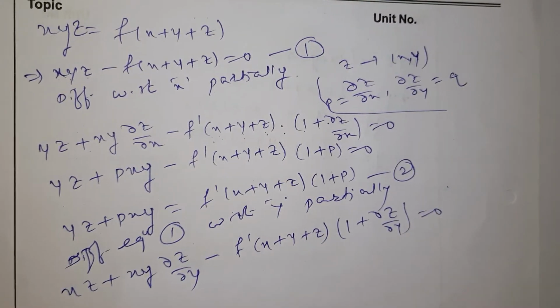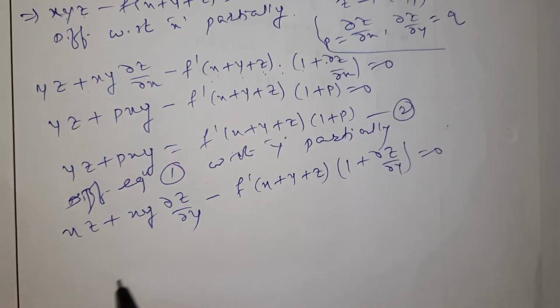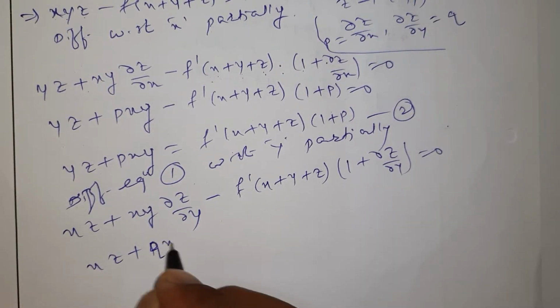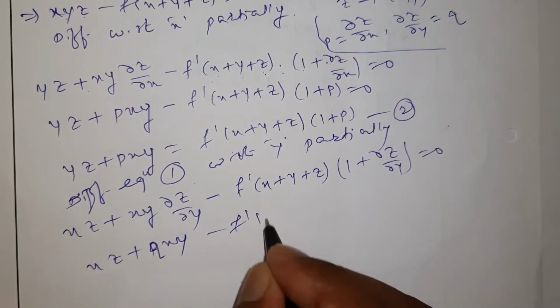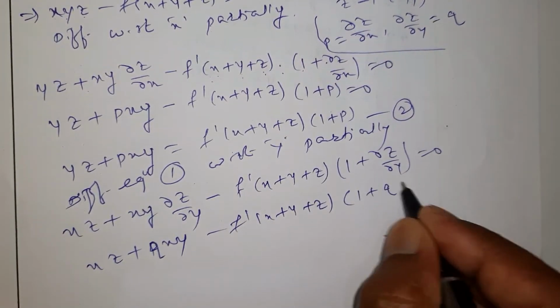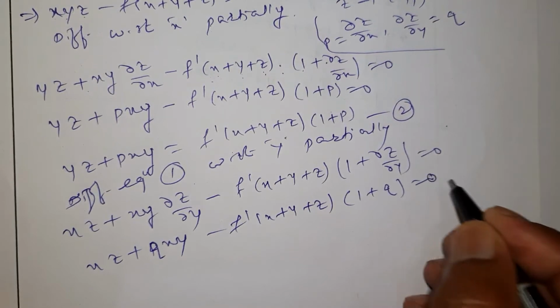Again write it down in terms of p and q. So I get here xz plus qxy minus f dash of x plus y plus z into 1 plus q is equal to 0, right?